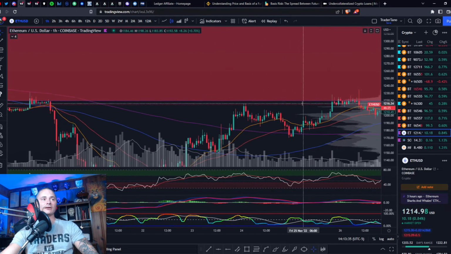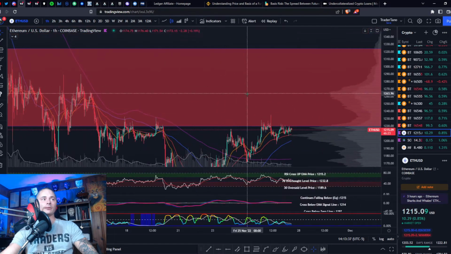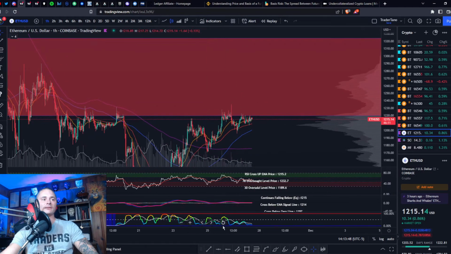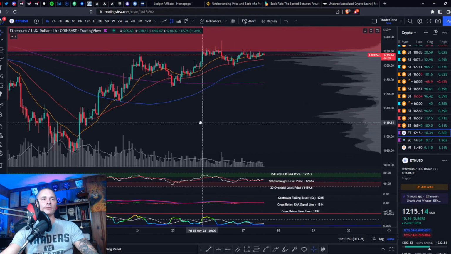Actually, hold on. The next stop would be 1260. 1260 would be the next stop. Possibly getting some sort of a rejection at 1240. So watch your levels. Ebbs and flows, of course.